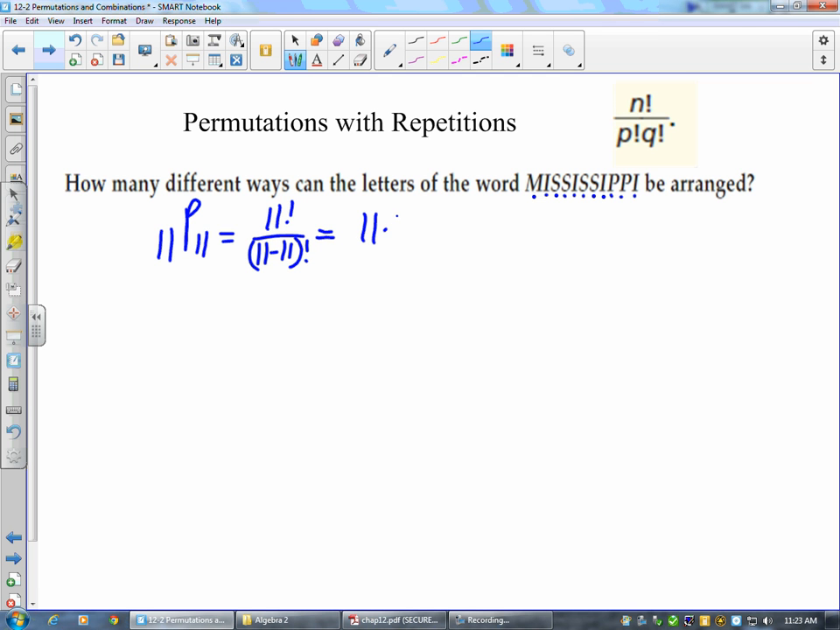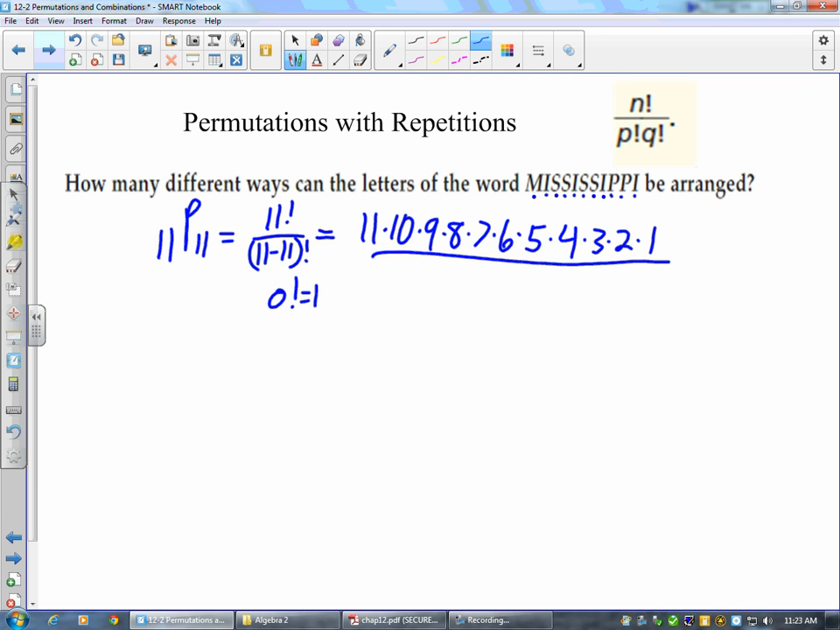which we'll have 11 times 10 times 9 times 8 times 7 times 6 times 5 times 4 times 3 times 2 times 1. And then 11 minus 11 is 0 factorial, and 0 factorial actually equals 1. So this whole thing equals a 1. So dividing that by 1 really doesn't do much. Okay, so that's our n factorial, because we're going to use every single letter. We're just going to arrange them.